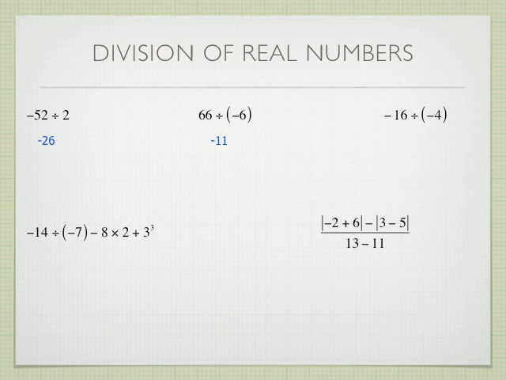All right, next one. Negative 16 divided by negative 4. Negative divided by negative is positive. 16 divided by 4 is 4, so we have 4.